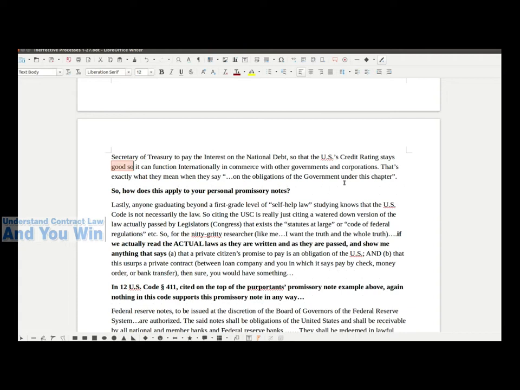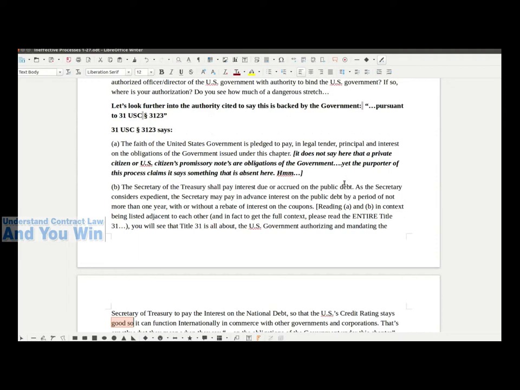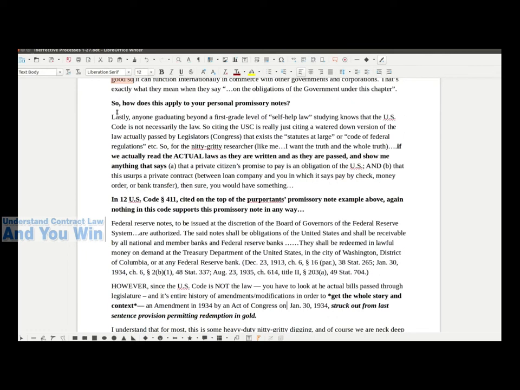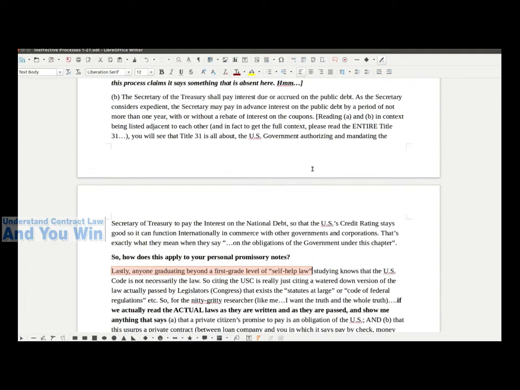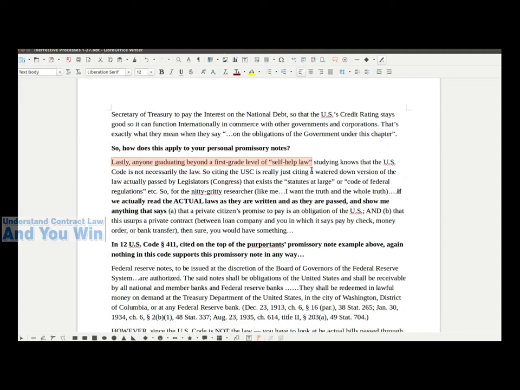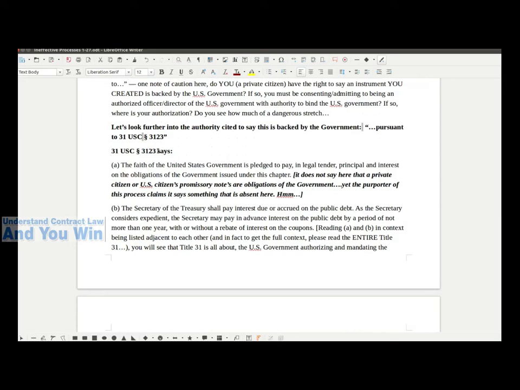It doesn't say that a private citizen or U.S. citizen can sign promissory notes and the U.S. government all of a sudden backs it by full faith and credit. It doesn't say that. So how does this apply to your personal promissory notes? Anyone graduating beyond first grade level of self-help law studying, no. So no matter how much of a beginner you are, I'm showing you what the code says, and obviously it's being taken, I don't even want to say it's being taken out of context. I literally probably just think somebody just copied this code and put it on this promissory note and maybe hasn't even read it.